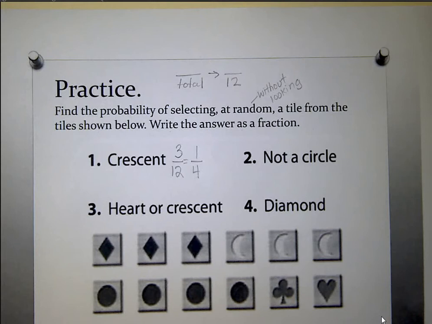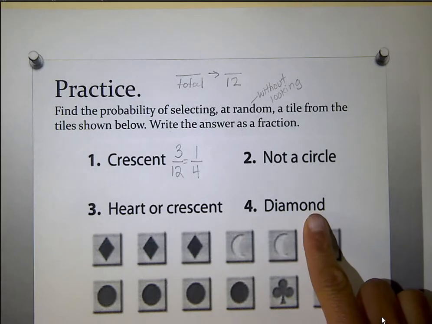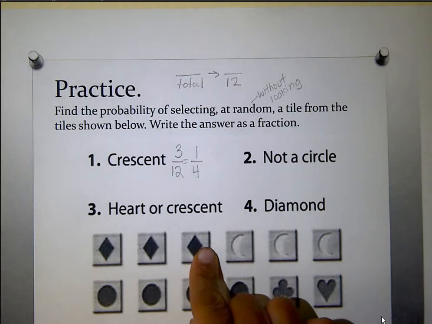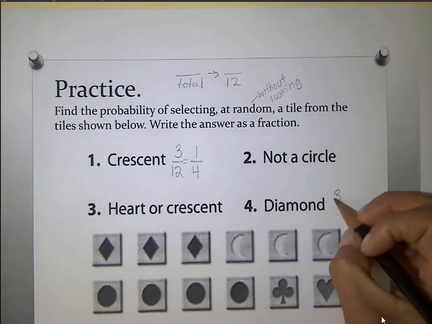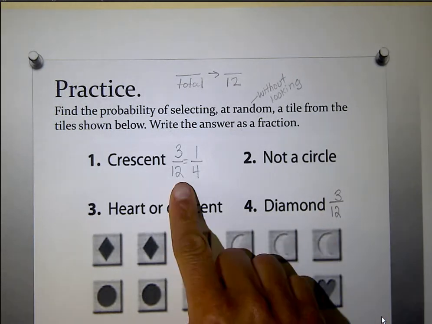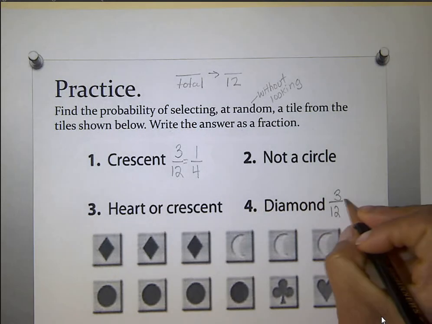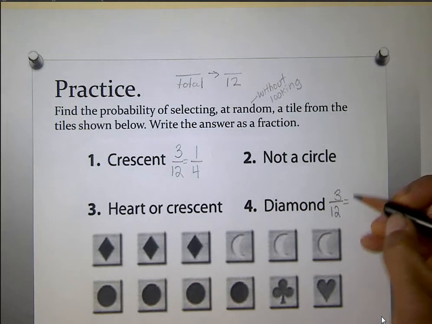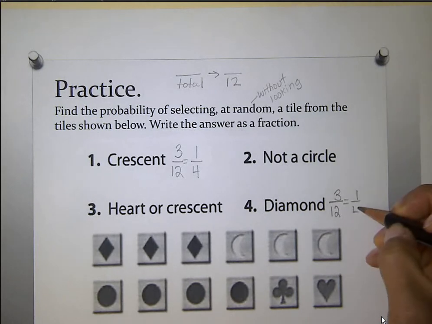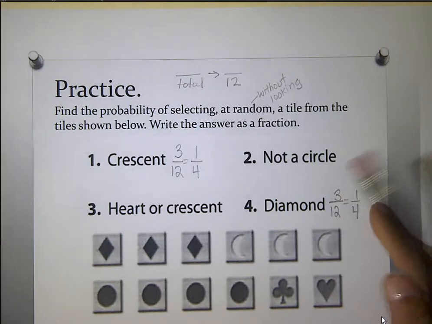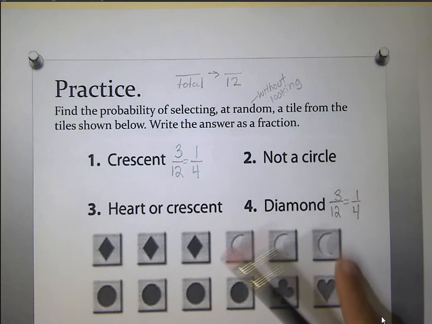Let's try a diamond. What is the probability of selecting a diamond? And I see that there are 1, 2, 3 out of the total, which is 12. And again, I notice that's the same as over here because I can divide 3 by 3 and 12 by 3. So my simplified fraction is 1/4. So that is the probability of selecting a diamond from my shape tiles.